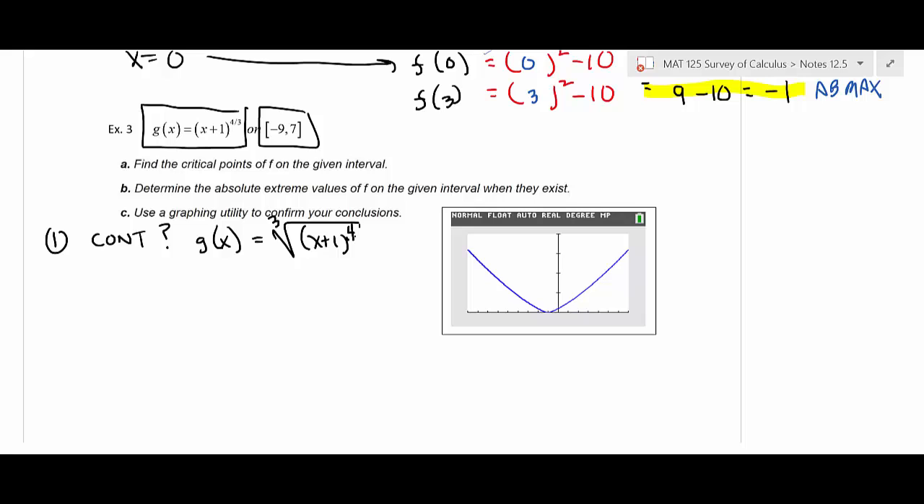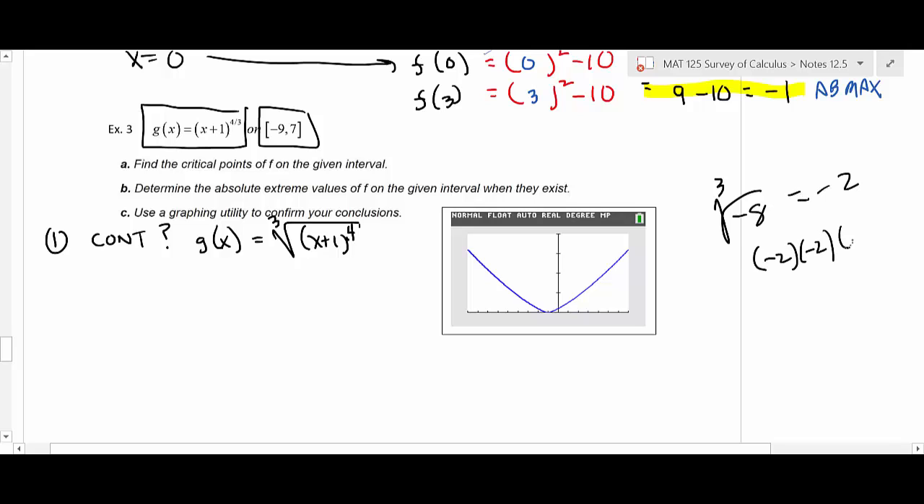You take a cube root of anything. Can you take a cube root of a negative number? Yeah, that's why I'm asking, because a lot of times students don't know that. If you had the cube root of negative 8, that's negative 2. The reason is because if you multiplied negative 2 out 3 times, you get negative 8. Don't confuse that with a square root.